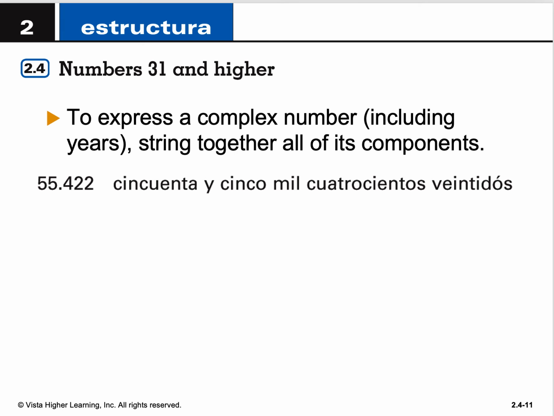To express a complex number, including years, string together all of its values. So if I have 55,422, that would be cincuenta y cinco mil cuatrocientos veintidós, because it's 55,422. They use the period there in Spanish instead of a comma. So I would say cincuenta y cinco, then mil, then cuatrocientos, and then veintidós for this. So you're going to have to look at them in increments like that.